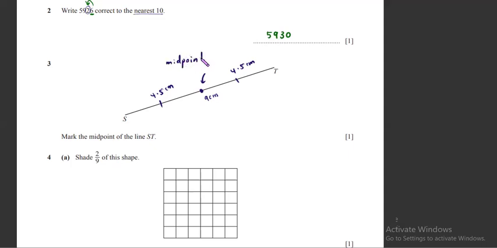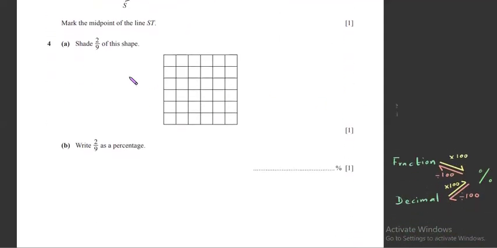Let's move on to question 4. Shade 2/9 of this shape. So there is a shape that is given, and we need to shade 2/9, which means first this shape is going to be completely split into 9 portions. So I'm going to split it this way. I'm going to divide it this way. So we can see that we have 9 big squares like this. Now I'm going to shade in 2 of it. So I'm going to shade in this region and this region. So this is going to be it.